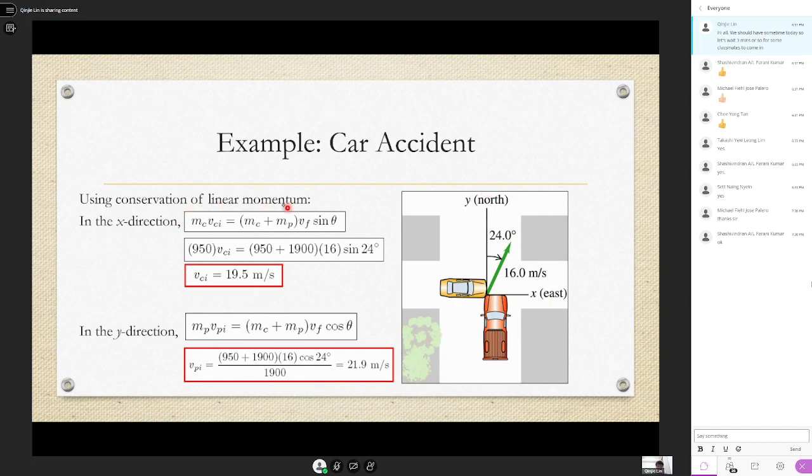So using the conservation of linear momentum, you write out the x direction first. In the x direction, you look at what you have. You have only the car. So mv for the car must equal, okay, the pickup truck is not appearing here, because it's traveling up and down. This pickup truck is not traveling left or right. So in the x direction, that will not appear in the initial momentum.